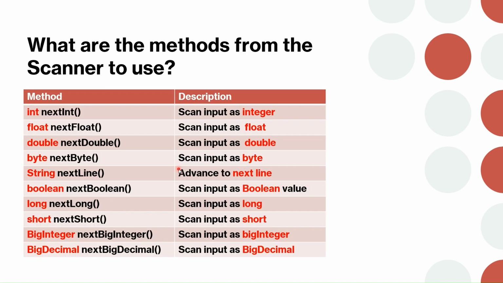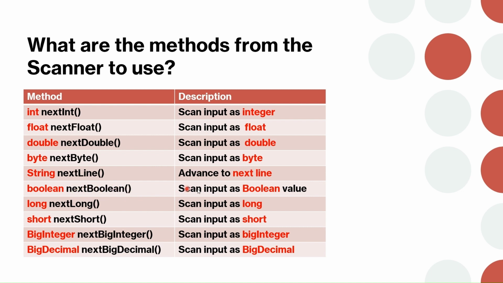Now, what are some of the methods in the Scanner class to use to get input? For example, we have int nextInt, which is to scan input as an integer. Float nextFloat, which is to scan input as a float. Double nextDouble to scan as a double. Byte nextByte to scan input as a byte.